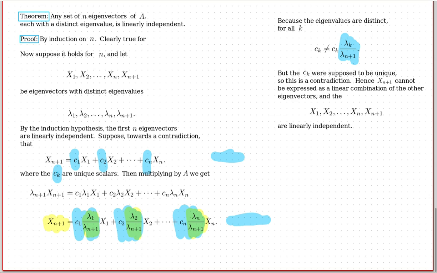Therefore, our assumption that x(n+1) could be expressed as a linear combination of those n eigenvectors must have been wrong. In fact, x(n+1) cannot be expressed that way, and therefore the complete collection of n plus 1 vectors are all linearly independent, as desired. Okay, so that's a useful thing to know. Once again, if we can find a bunch of eigenvectors that all have distinct eigenvalues, we can be sure, as a fringe benefit, that all those eigenvectors will be linearly independent of one another.